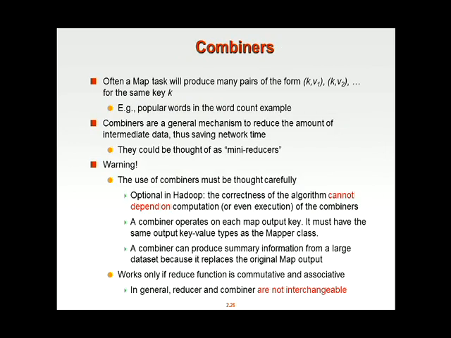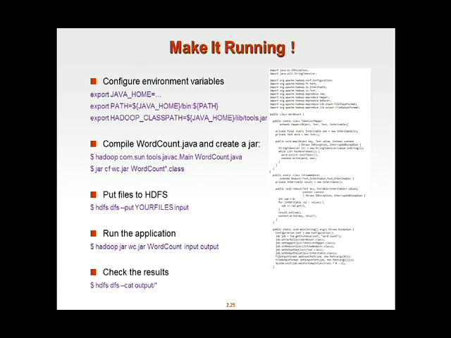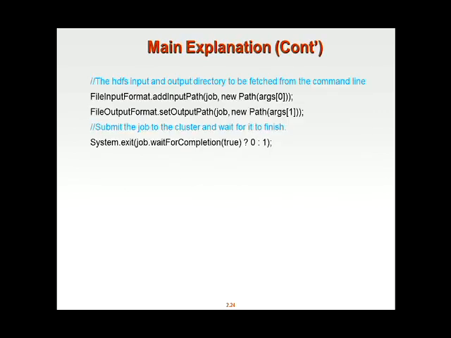The first one is called the combiner class. Often, a map task will produce a lot of pairs in the form of key-value pairs for the same key. In word count, let's look at one example.